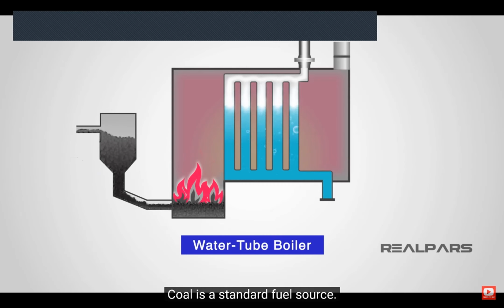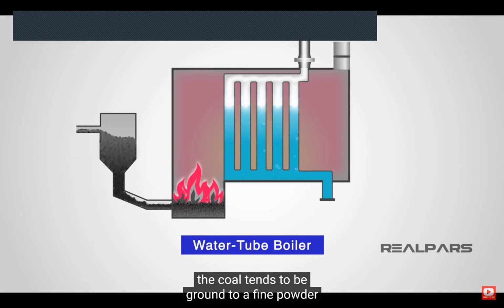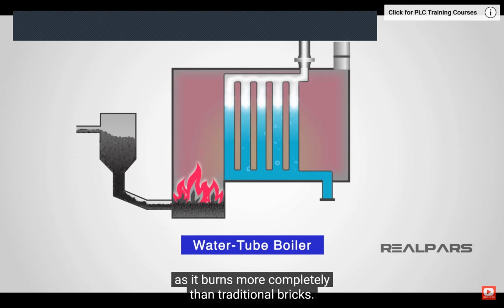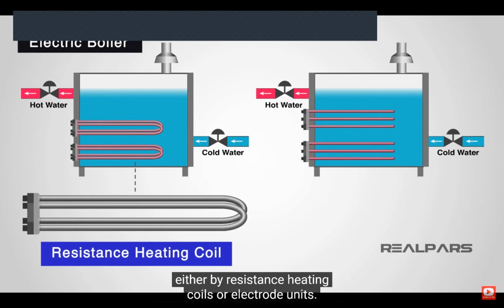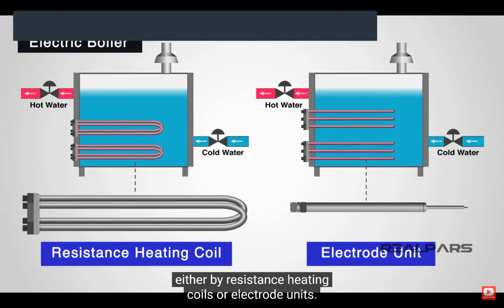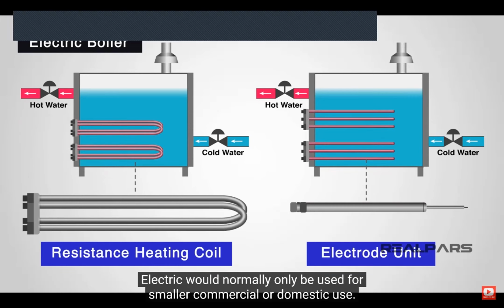Coal is a standard fuel source. In industrial boiler applications, the coal tends to be ground to a fine powder as it burns more completely than traditional bricks. Electric can be used as a heat source, either by resistance heating coils or electrode units. Electric would normally only be used for smaller commercial or domestic use.